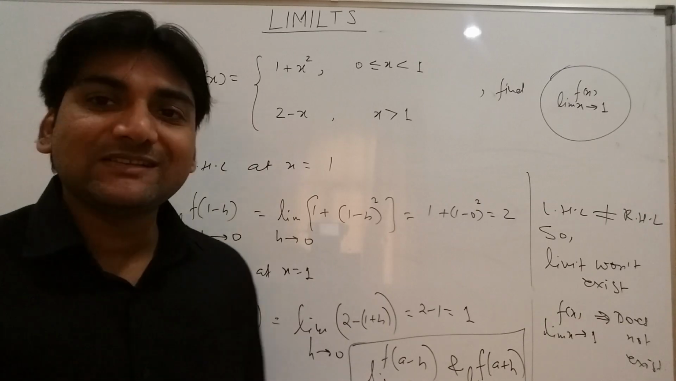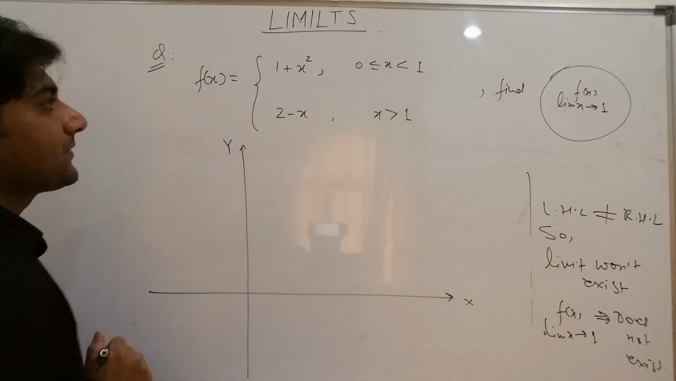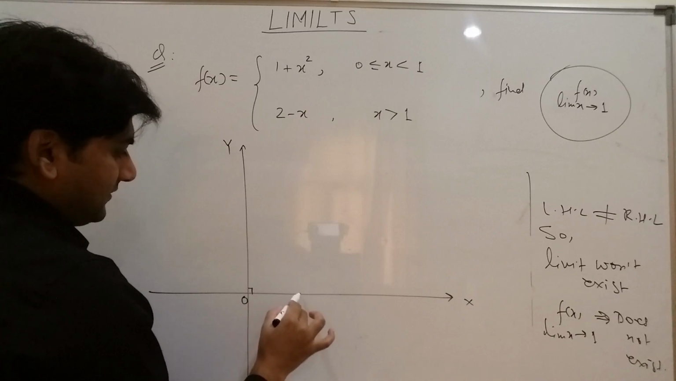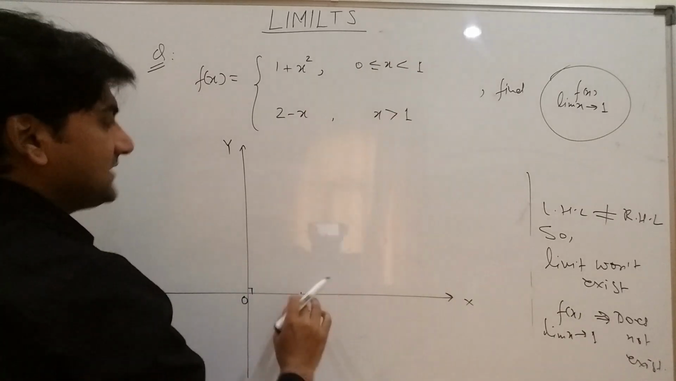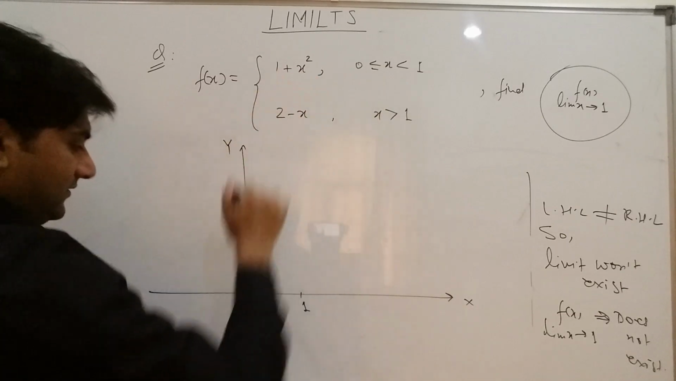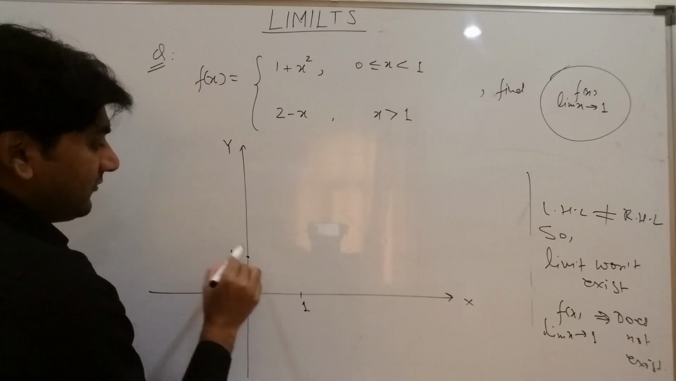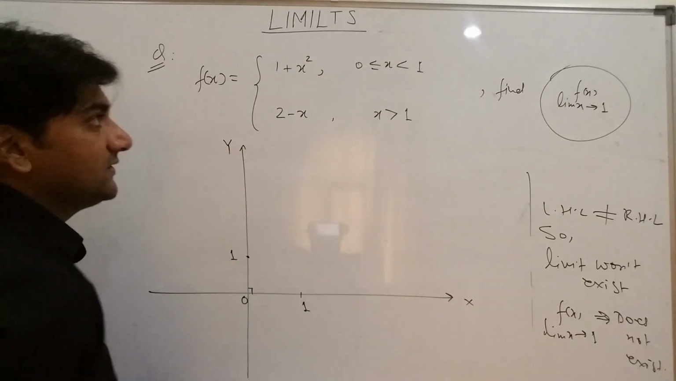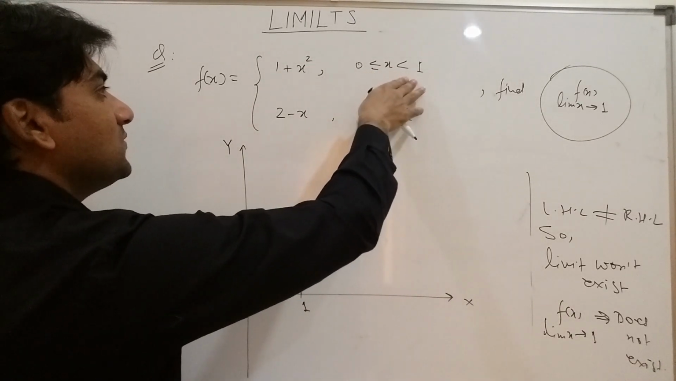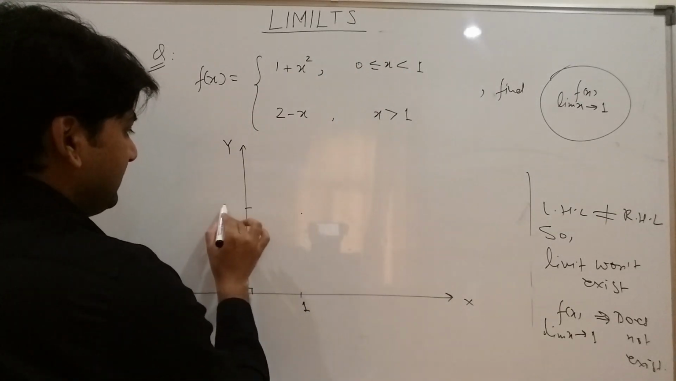Now the same question we can understand by graph also. If we graph this function, x is 0 to 1, so this is 0, this is 1, and then x greater than 1. When you put x equal to 0 here, you will get 1. So x is 0, then 1, so this is 1. You get 1 because you can substitute 0 here. And when x is approaching 1, then it will be 1 plus 1, 2. So for example, 2 is here.